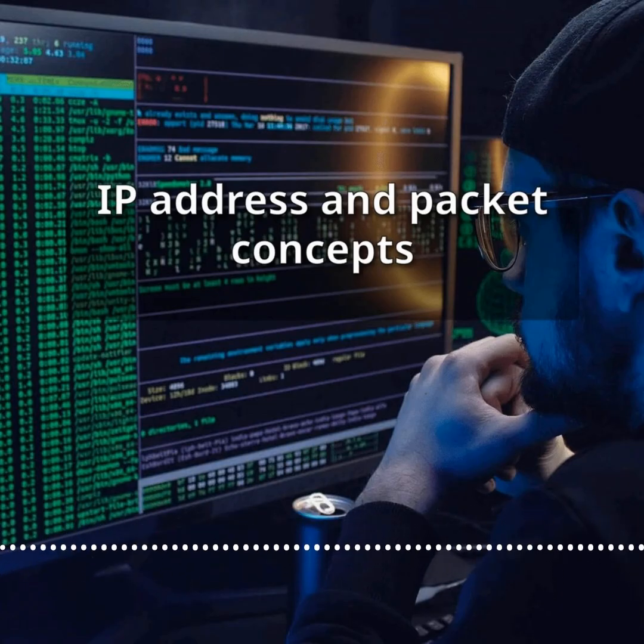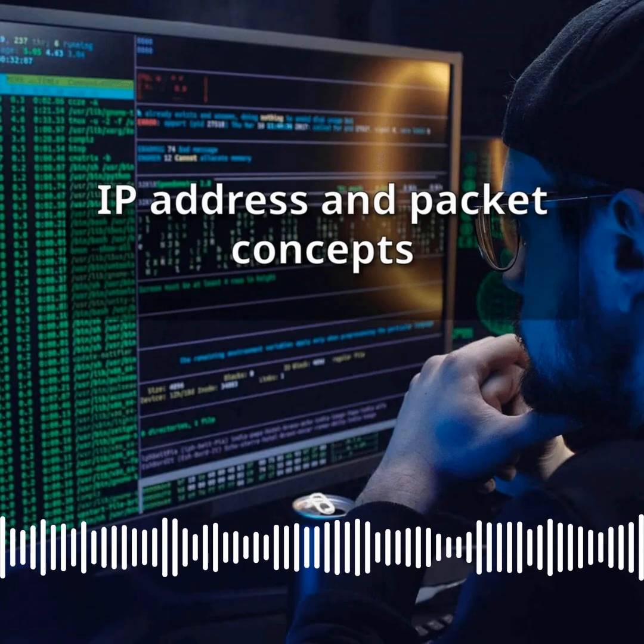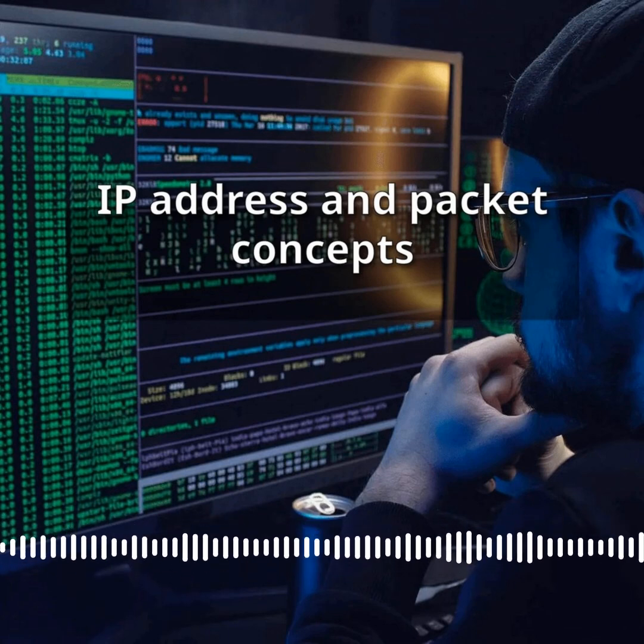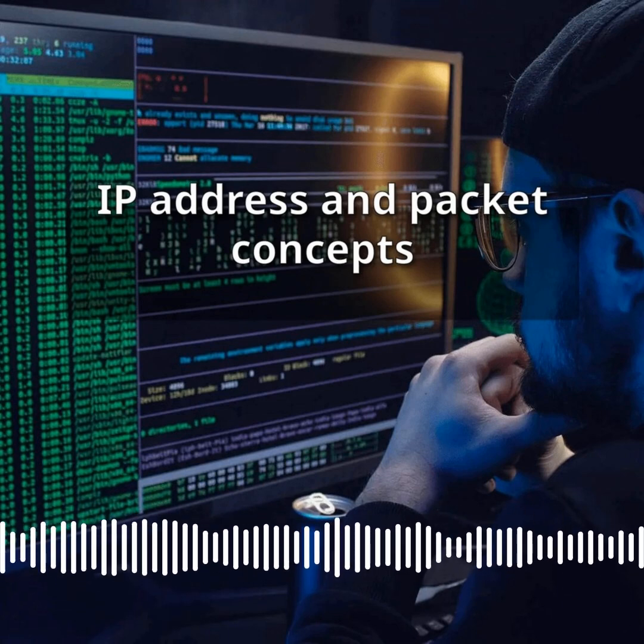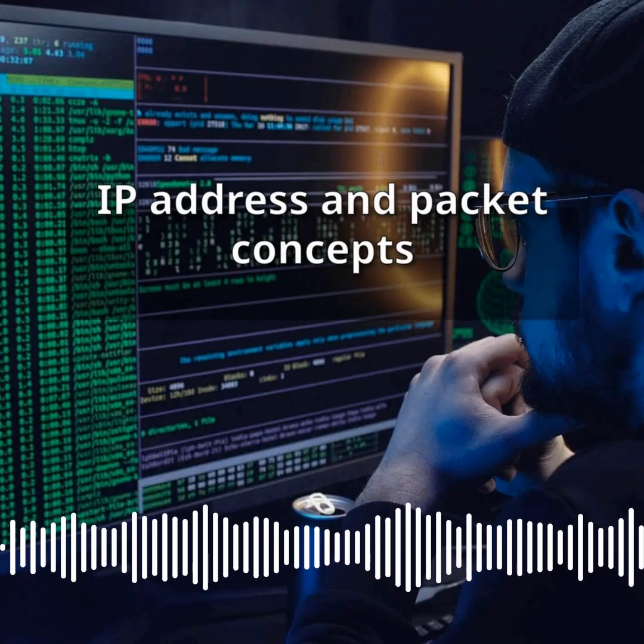For example, a packet sent from a computer in Paris to a server in New York might pass through a dozen or more routers, each one forwarding it a step closer to its destination based on the destination IP address.